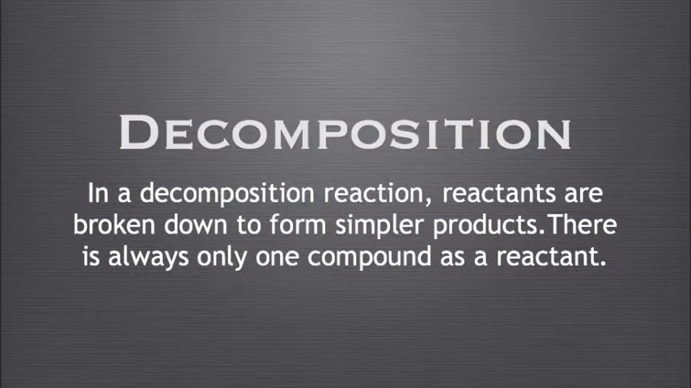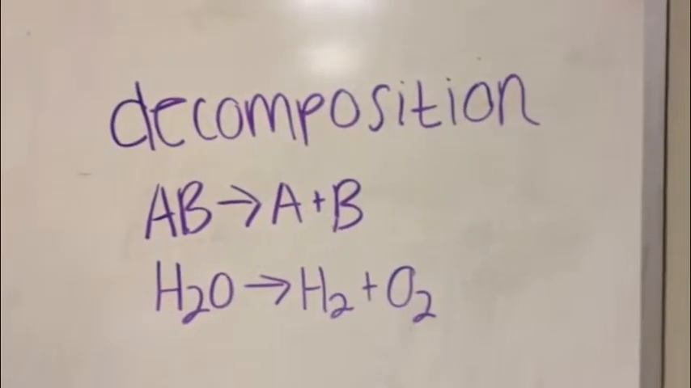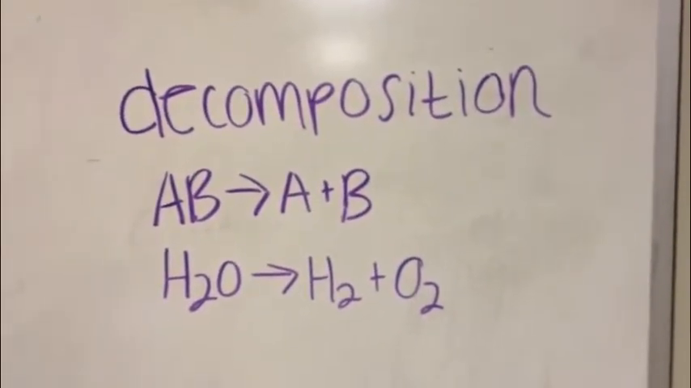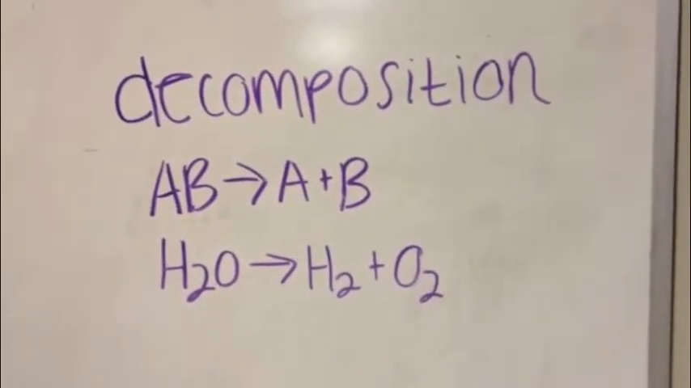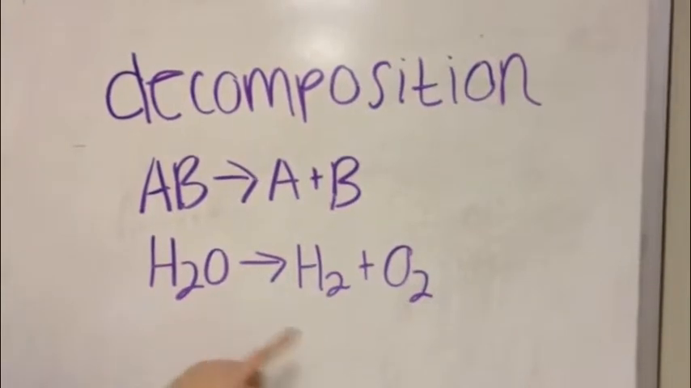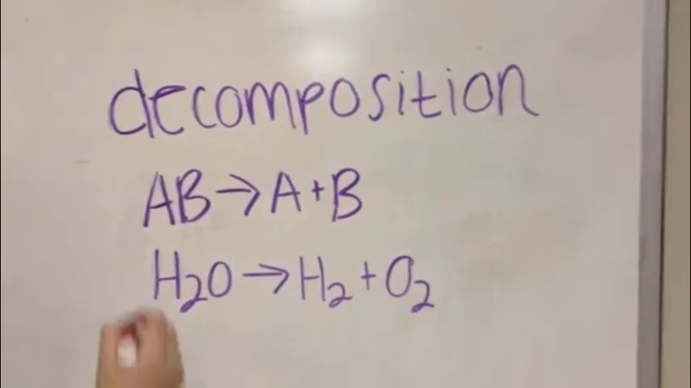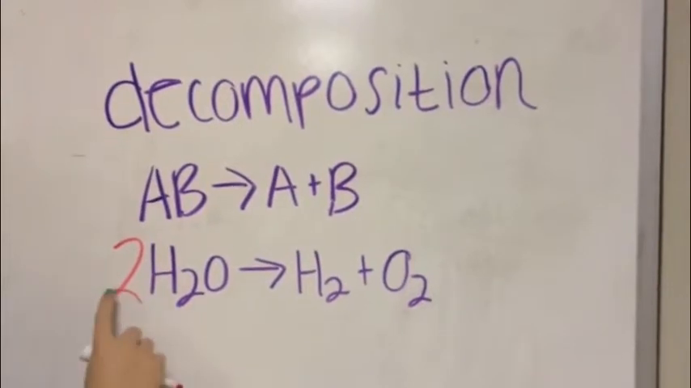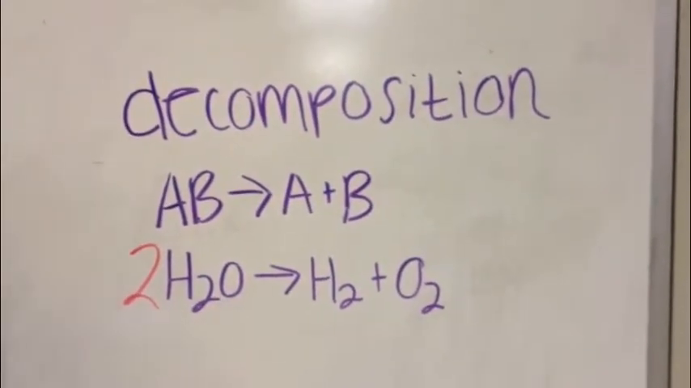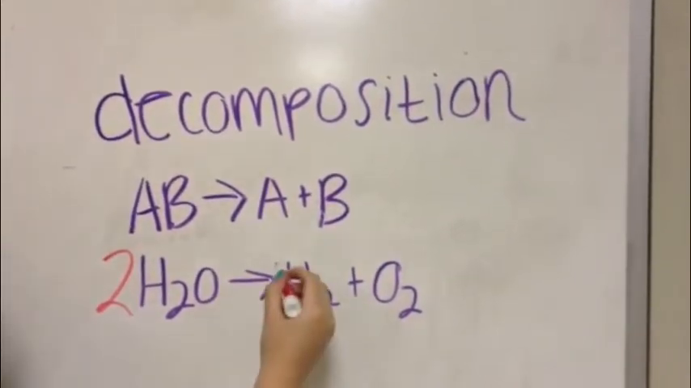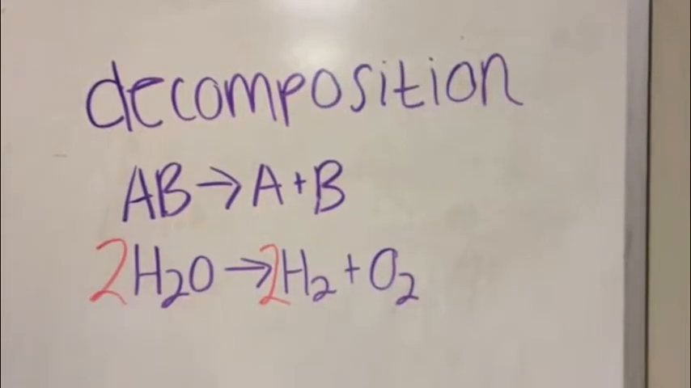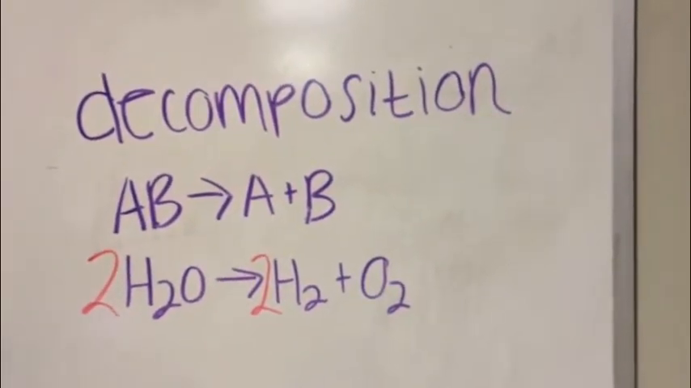In a decomposition reaction, reactants are broken down to form simpler products. There is always only 1 compound as a reactant. So this is a decomposition reaction, and you can tell because there's 1 reactant and 2 products. And so we have the equation H2O yields H2 plus O2, and we can tell that it's not balanced because there's only 1 oxygen on that side, but there's 2 on that side. And so in order to balance it, we have to put a 2 right here, which gives 4 hydrogens and 2 oxygens. But you can see that we're still not balanced because there's 4 hydrogens here and there's only 2 here. So we have to put a 2 in front of that hydrogen. So now we have 4 hydrogens on both sides and 2 oxygens on both sides.